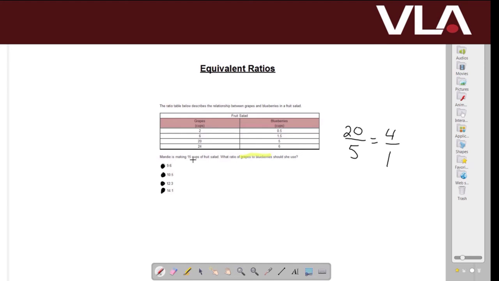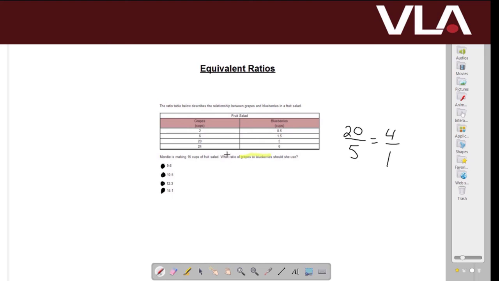So she's making 15 cups of fruit salad. We first have to figure out which one of these ratios would break down to the same ratio that we came up with. It's a 4 to 1. That means 4 cups of grapes for every 1 cup of blueberries. The best way to do these is just take these as fractions and reduce them. If you get 4 over 1, that's your answer.